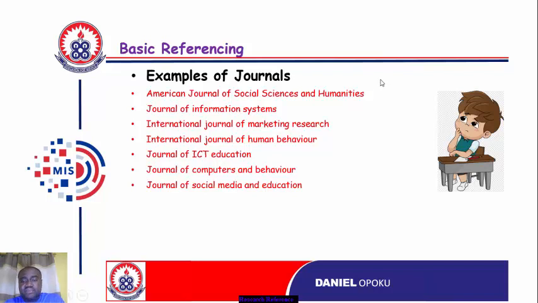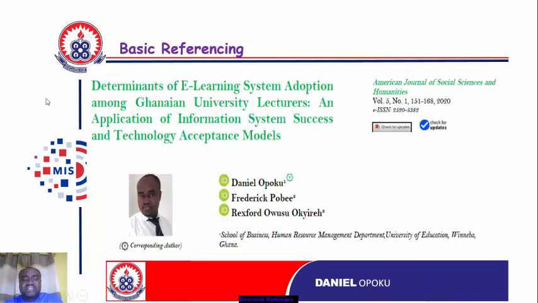So let's continue. These are typical articles that we have here, and you see the title of the article is Determinant of e-learning system adoption among Ghanaian university lecturers: an application of information system and technological acceptance model. So this is the title of the article. Then at the right side here, you see American Journal of Social Science and Humanities. This is where the article is published.